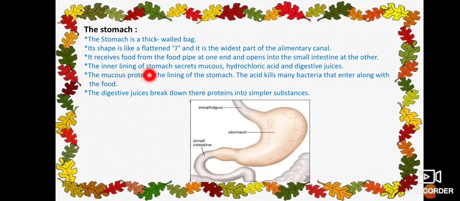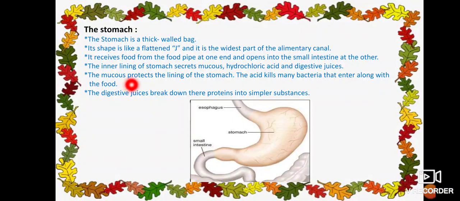Then the inner lining of stomach secretes mucus, hydrochloric acid and digestive juices. See here, which are the secretions secreted in the stomach? They are mucus, hydrochloric acid and digestive juices. These are the three secretions secreted in the inner lining of stomach. Inner lining in the sense inside. Inside the stomach, these three secretions are secreted.